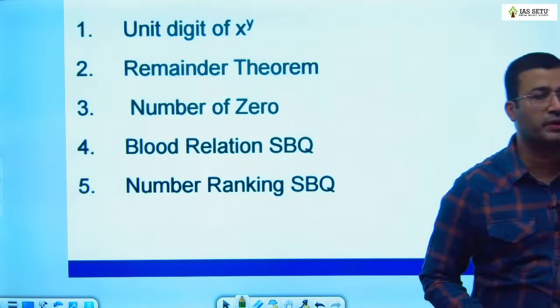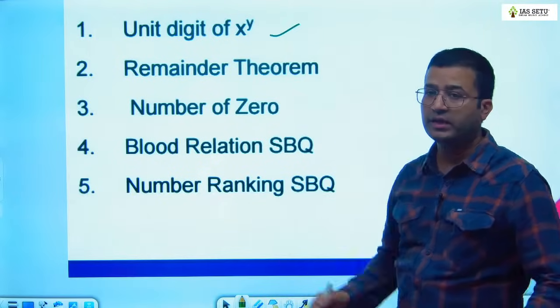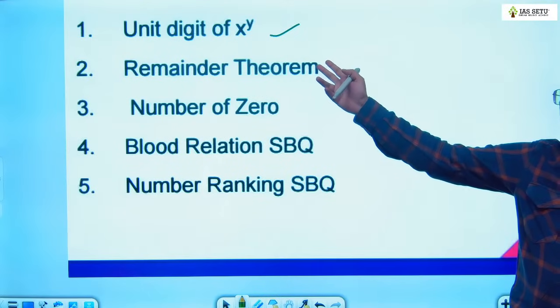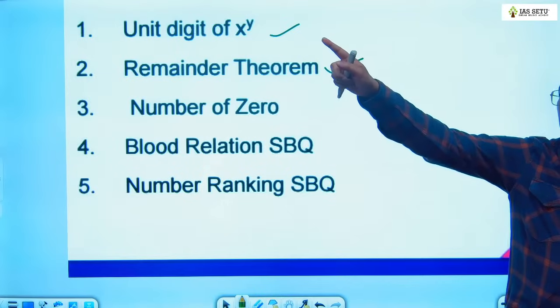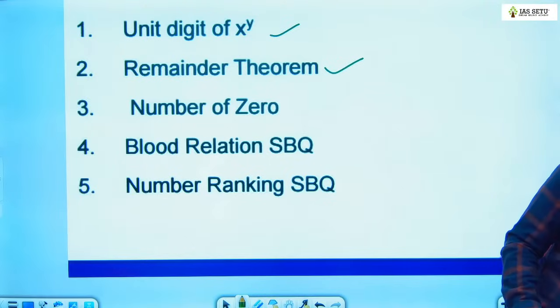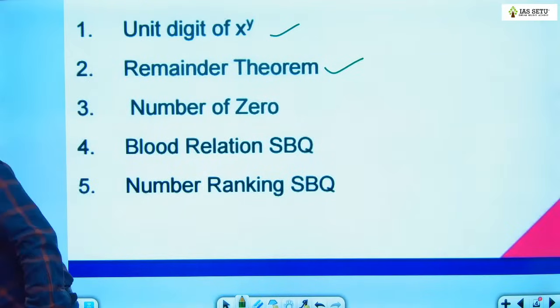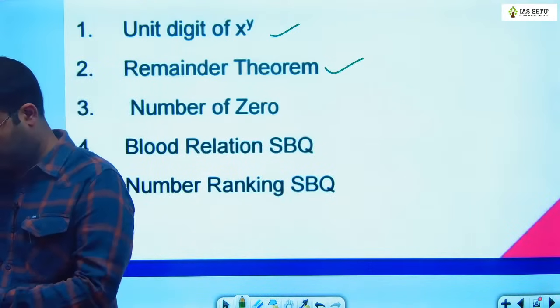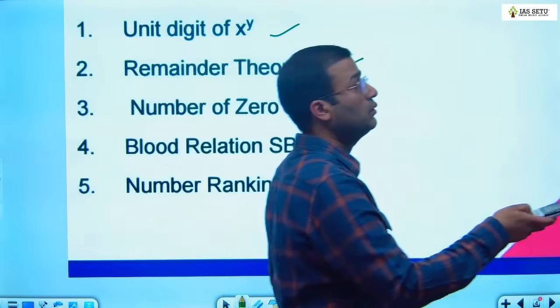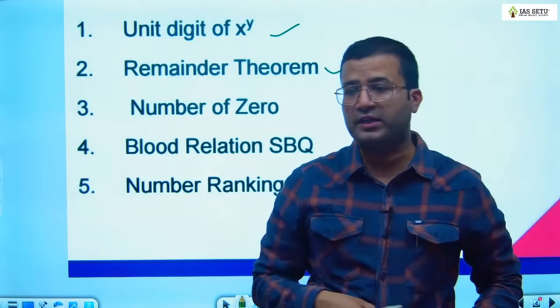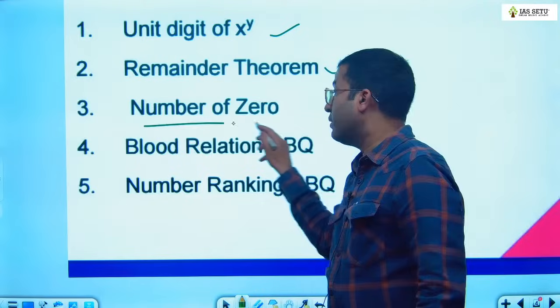Based on the previous year questions, we can predict, like here, unit digit of x to the power y from the last 4-5 years. Every year there is a question on unit digit of x to the power y and remainder theorem. ये फैन कम करना है. आगे हैंडआउट दे दो सबको. So here: unit digit of x to the power y, remainder theorem, number of 0s in the last. Okay.